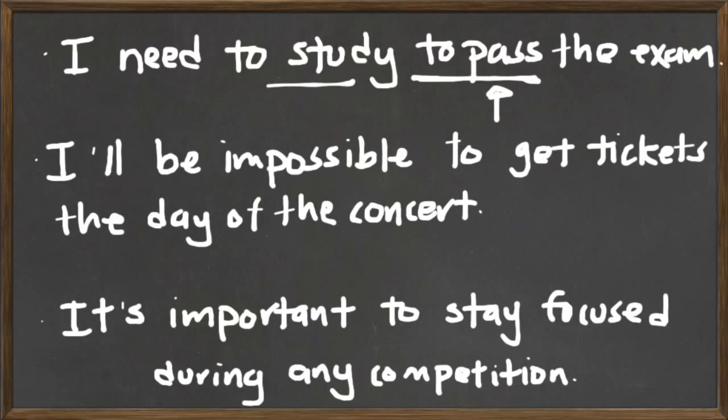In example number two, actually, it should be, it'll be impossible to get tickets the day of the concert. Yes, remember that expression? It plus the verb to be plus an adjective. So I'm stating here that it's not possible to get tickets the day of the concert. It will not be possible to get the tickets the day of the concert. You have to buy them before.